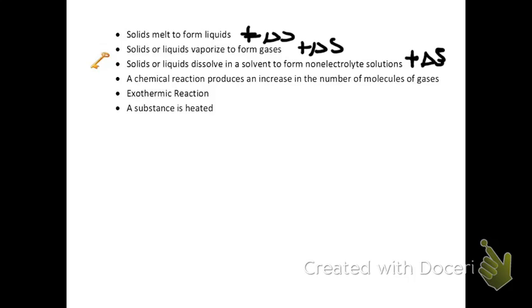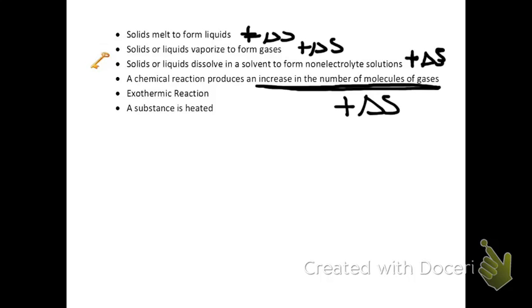A chemical reaction produces an increase, and I'm going to highlight or underline this, an increase in the number of molecules of gas. This is really important, and you're going to see this on the test, I guarantee you. When you see that we're creating more gas molecules during the process, the delta S is definitely going to be positive for this process.